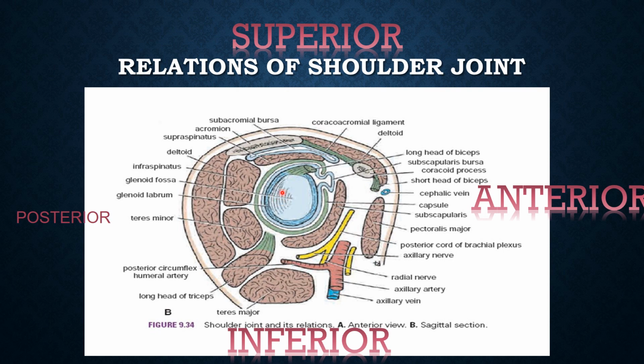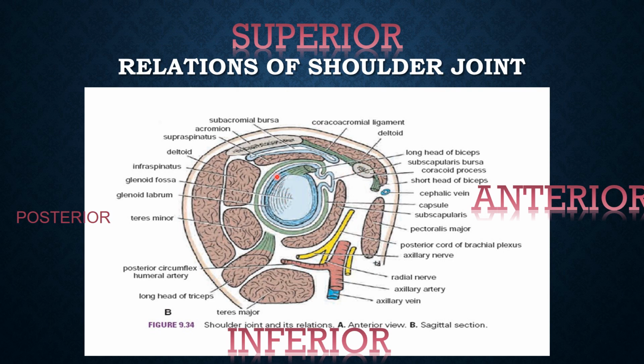This is your glenoid cavity of the scapula. This is your acromion process of the scapula. This joint has been cut sagittally. This is a sagittal section. Try to imagine it in your own shoulder, so that you can relate with the things. So this is your acromion process, this is your coracoid process, and this is your glenoid cavity.